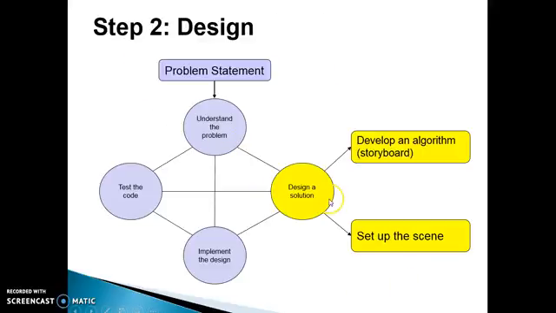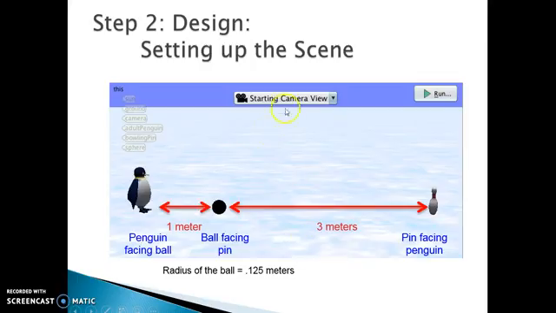Now we're going to design a solution, which means first develop an algorithm, plan it out, and then set up the scene. Both of those fall into design a solution. Setting up the scene, you've done this in class, and you will be doing it some more. We are going to set all these things up so that you've got the pin, the bowling ball, and the penguin with this spacing underneath. If you haven't done this already in class, you will be learning how to set up so that these distances are precise like that, and also so that they are all in a row.